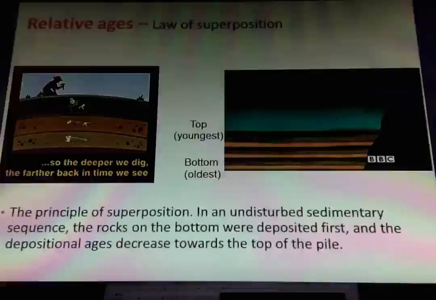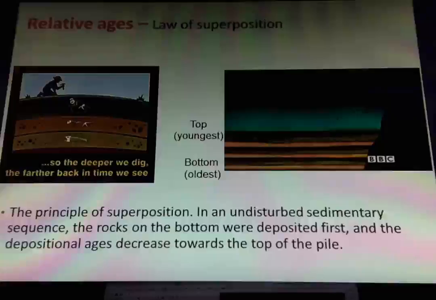So the principle of superposition: in an undisturbed sedimentary sequence, like you have on the right-hand side here, the rocks at the bottom were deposited first, and the depositional ages decrease towards the top of the pile. Yeah, it makes sense. The bottom is the oldest. As you get towards the top, it's younger.